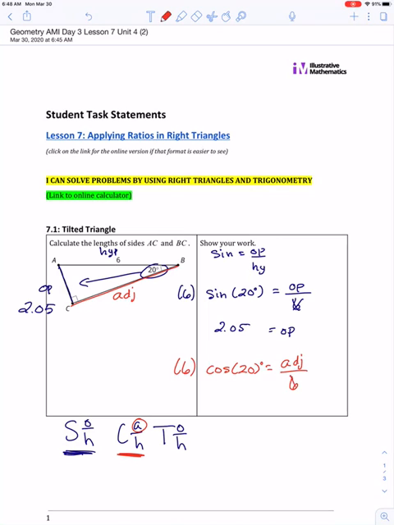So again, multiply both sides by 6. So cosine of 20 times 6. So my adjacent side is, let's do 5.6.